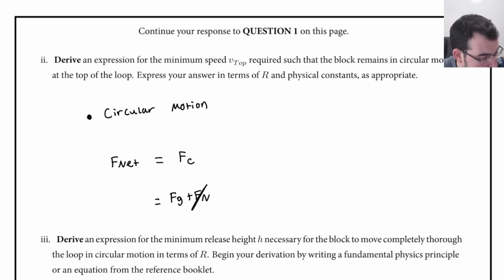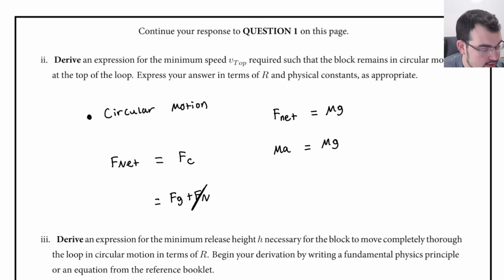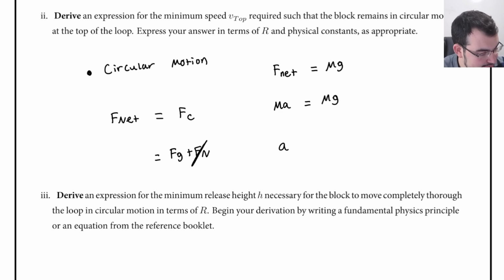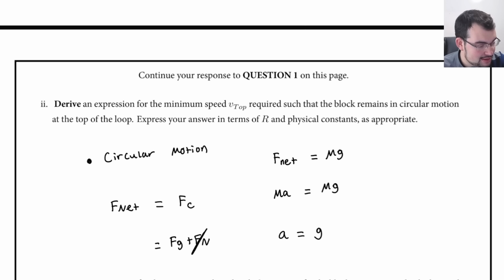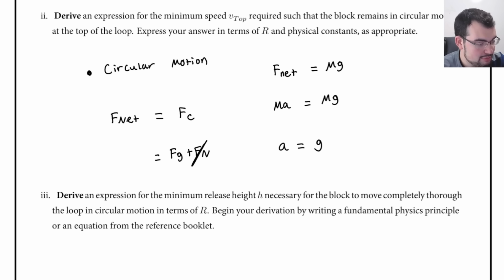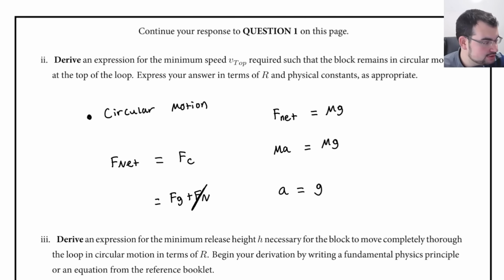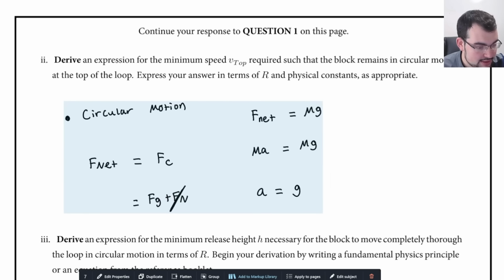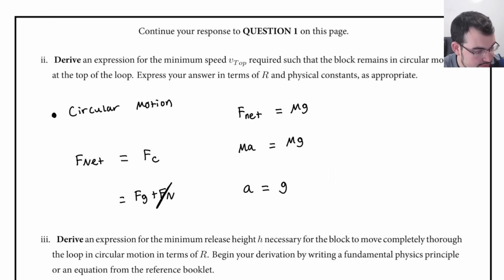So we can just set our net force equal to mg, and F net is ma. So ma equals mg. So we get that our acceleration is equal to g. So it sort of looks like a free fall situation, but we actually want the speed. So then we just have to use the relationship that we know for traveling in a circle. Acceleration is v squared over r.